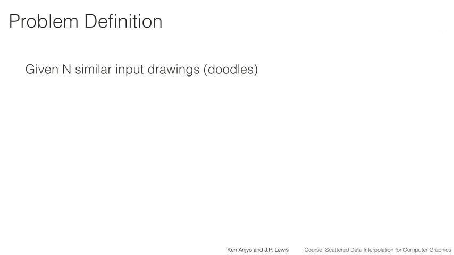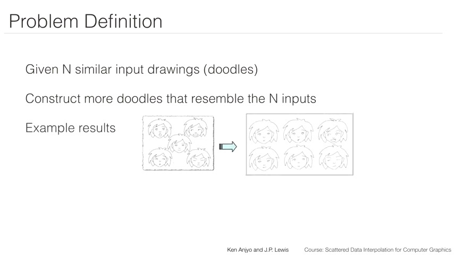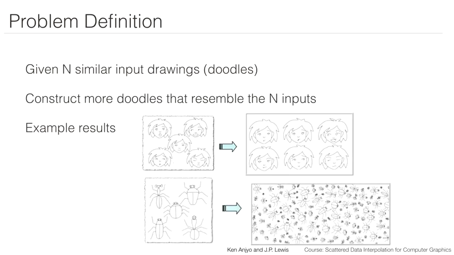So the problem is that we first suppose that we are given n similar input drawings. We call them doodles, like this. It's a bit too small to see. Anyway, what we'd like to have is more doodles that resemble the n input doodles, like this. Let me show such things, and we may have some more examples. So we'd like to make such variation shown on the right from the small database shown on the left.